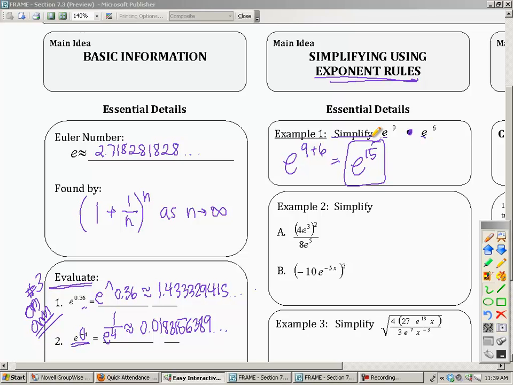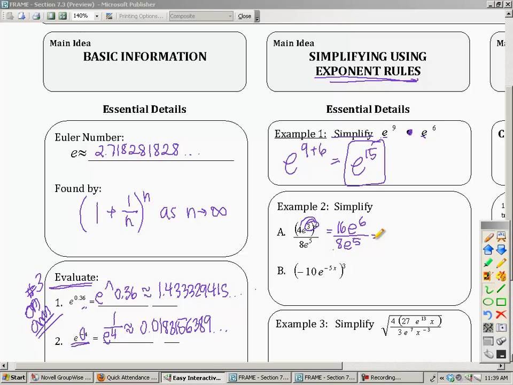I'm going to walk you through exponent rules one more time. This squared out front is going to be distributed to both the 4 and the e cubed. If I take 4 to the second power, 4 squared is 16. If I take e cubed and square it, I multiply these exponents, so I get e to the 6th. I'm going to just bring the 8e to the 5th along.